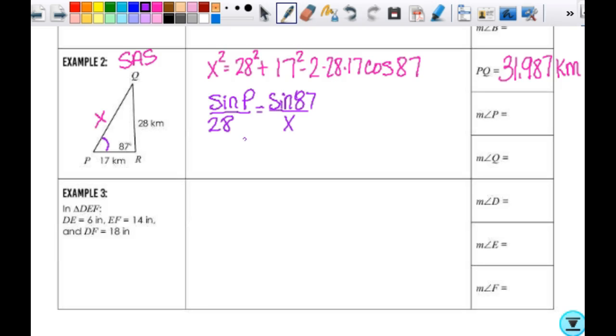Is that your answer? No. What you get when you cross multiply and divide by x is the sine of p. You don't want the sine of p, you want angle p, so what do you have to do? Sine inverse. So you take the sine inverse, and you should get 60.945 degrees, right?